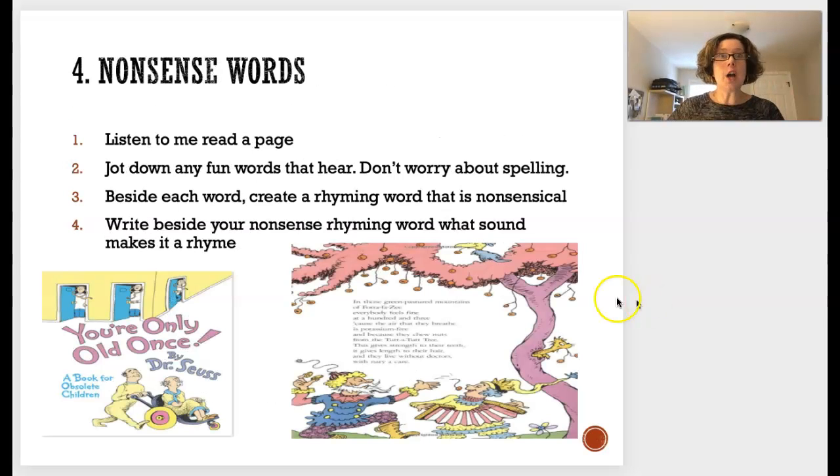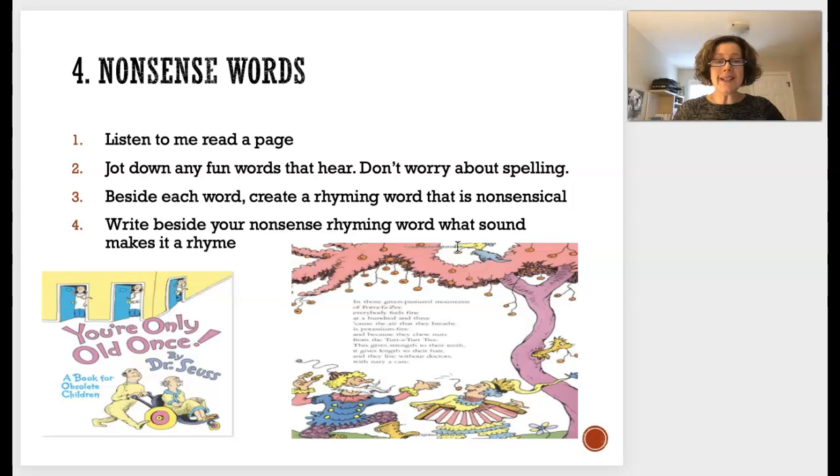Okay, nonsense words. What I'm going to do is read this page to you and I want you to jot down any fun words that you hear. And again, don't worry about spelling, just jot down the words. Beside each word, create a rhyming word that is nonsensical, so it shouldn't make sense. And then right beside your nonsense rhyming word, what sound makes it rhyme? Is it a long E? Is it an O? Is it a K? What makes it rhyme?